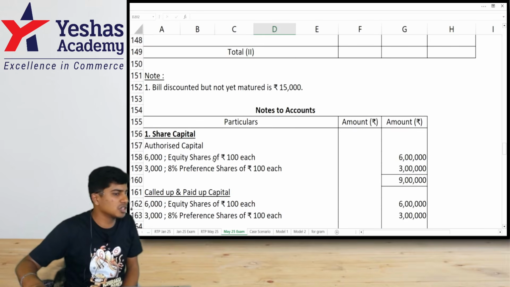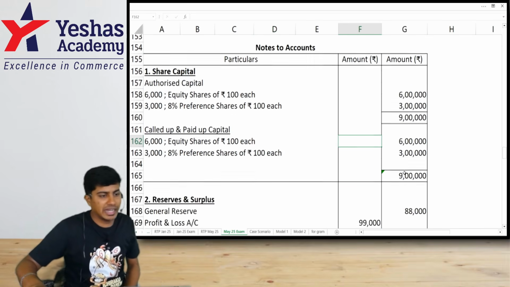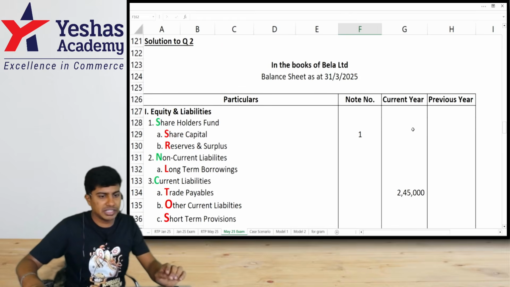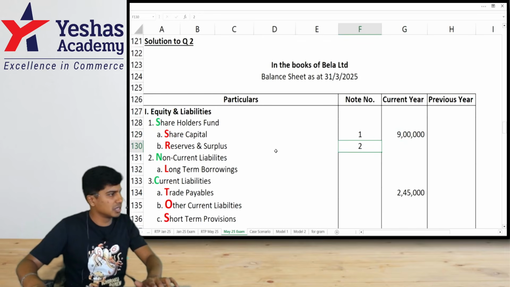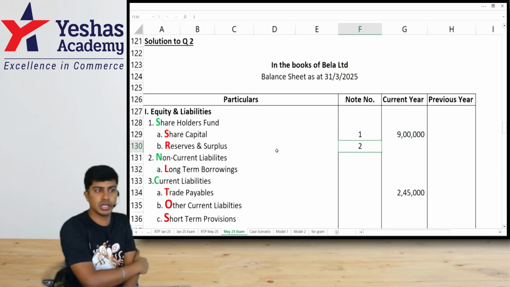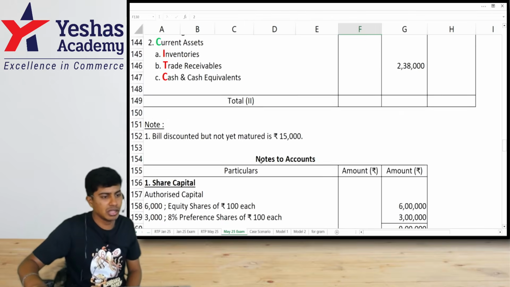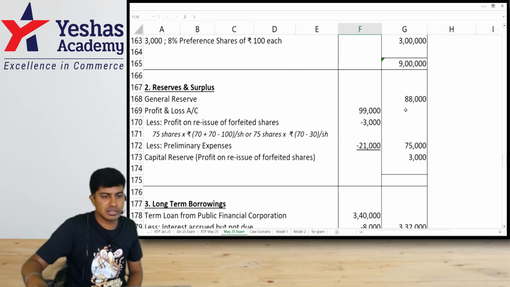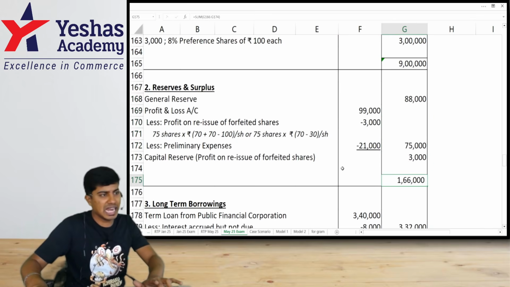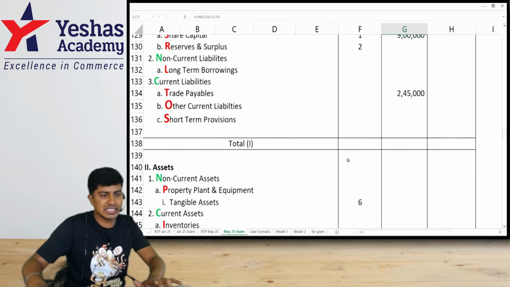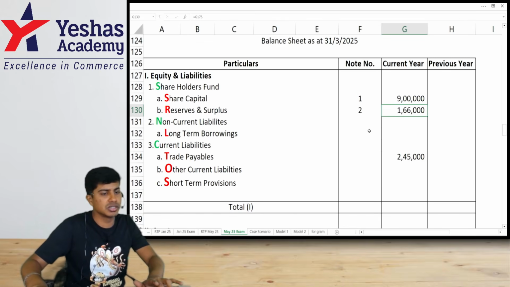What to do? Close each of the notes to accounts, post it to balance sheet. 9 lakh share capital, write it in balance sheet. Note number 1, 9 lakh. Then we'll do note number 2, reserves and surplus. This is how you will number the notes when you do it in the exam. Reserves and surplus, how much is it? 88 plus 75 plus 3, 1 lakh 66. Post 1 lakh 66 to balance sheet as note number 2, reserves and surplus.